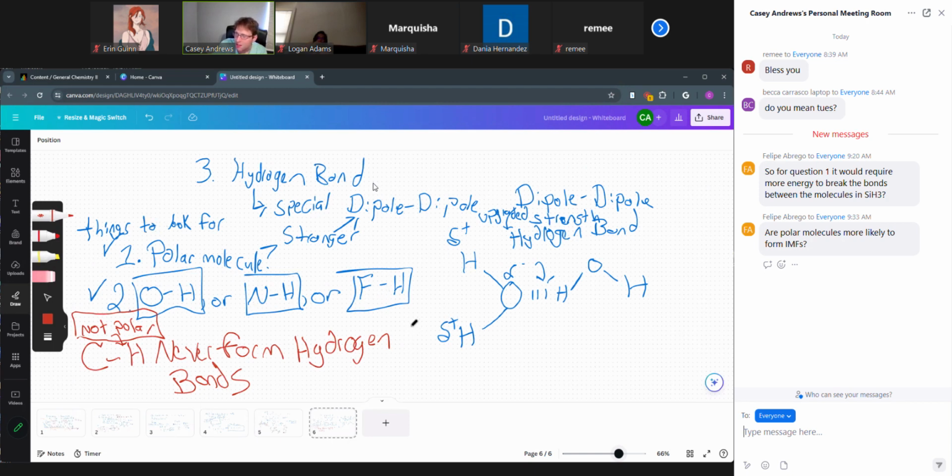A stupid mnemonic for this is "hydrogen is fun." It's supposed to be fun, but we need to use oxygen. That is a way to remember this. So if hydrogen is bound to oxygen, nitrogen, or fluorine, you can have a hydrogen bond. If it's not bound to one of those three, you cannot. So that is the hydrogen bond. Questions about the hydrogen bond?